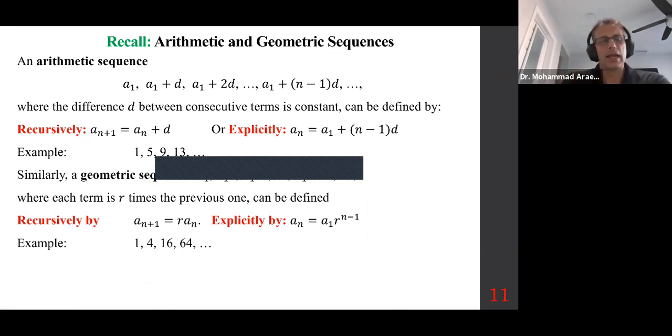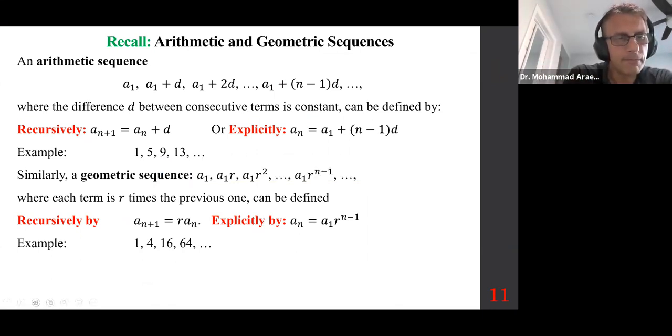The arithmetic sequence, as you recall, basically we added a constant, d, and so recursively it was a sub n plus 1 equals a sub n plus d. Explicitly, it was a sub n equals a sub 1 plus n minus 1 times d. An example of that, we are adding 4, right, class? A geometric sequence is a sub 1 times r, and then times r squared, and so forth. Recursively, a term is the previous one times r, and explicitly a sub n is a sub 1 times r to the power of n minus 1. An example, 1 times 4, 4 times 4, and so on and so forth.